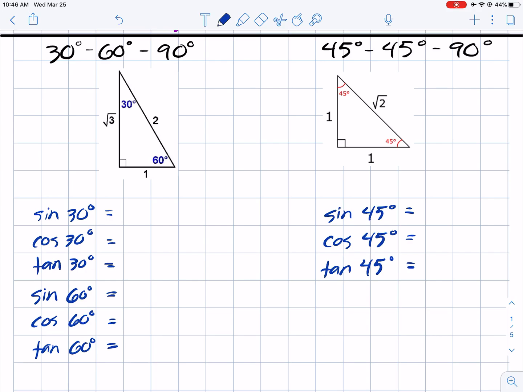Okay, so why don't you guys go ahead and pause that, use those trig ratios, and remember SOH CAH TOA, and use the angle measure now instead of theta to help you identify which side's opposite, which side's adjacent, and go ahead and write those. So pause and work through these 9 trig ratios.